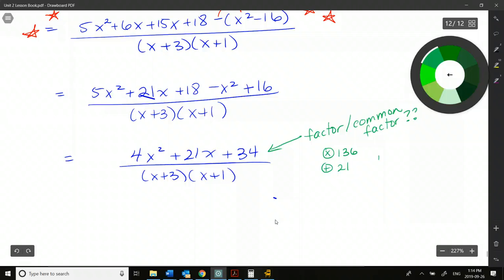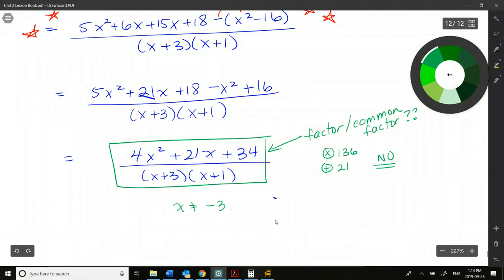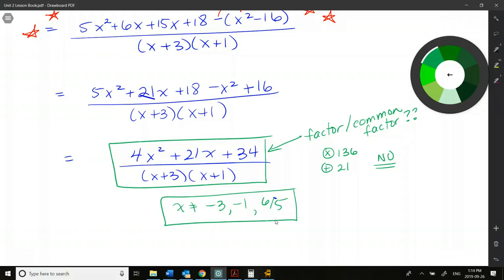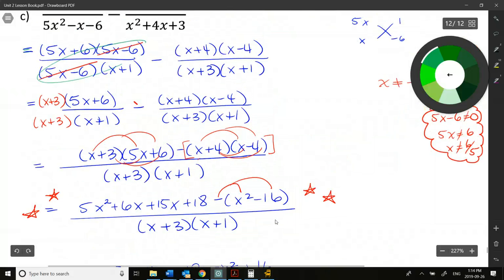So I actually can't factor this. So I'm actually done at this point. If I can't factor a common factor, that's finished. And we said above that x can't equal -3, -1, or 6/5. Stephen. 6/5, that was easier, right? Yes, so that was from the bracket that we canceled here.